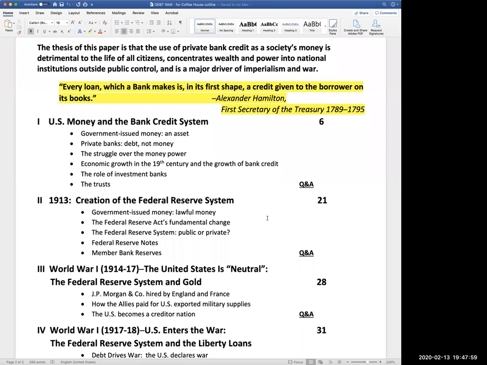So I broke the paper up into five different parts. And the first part is the comparison of the history of U.S. money versus this bank credit system. And the second part is the creation of the Federal Reserve System. Then we go to that period of time when the United States is neutral. So World War I started.